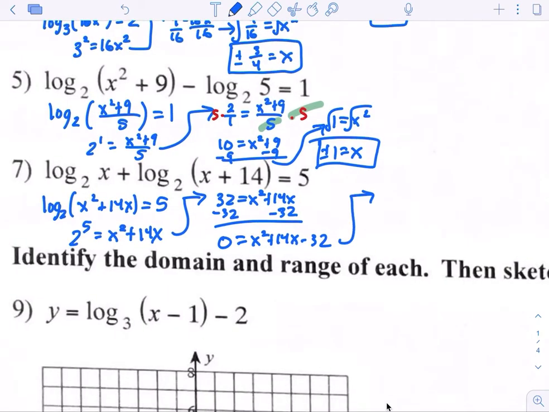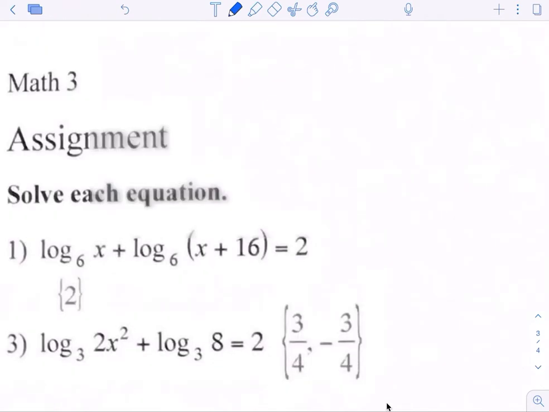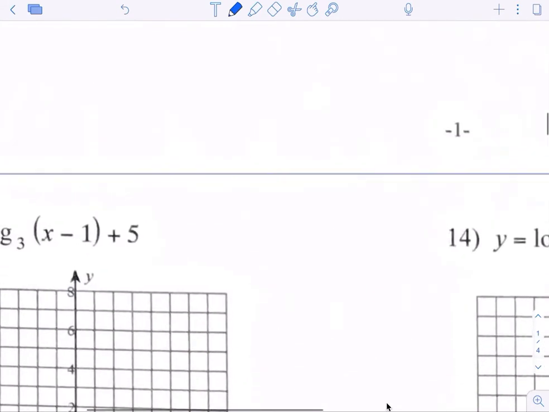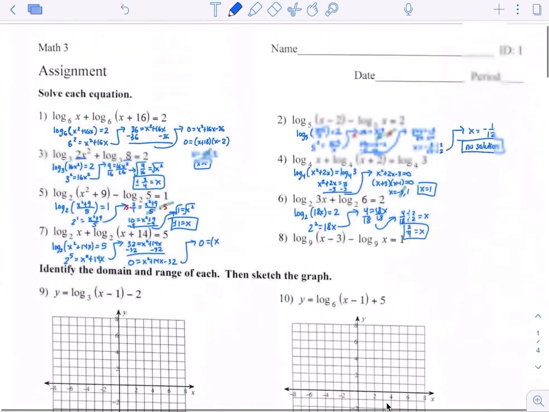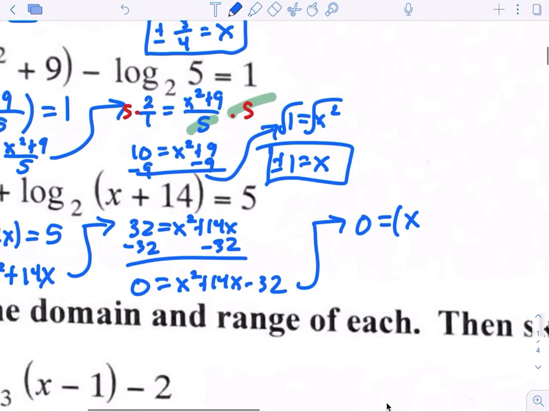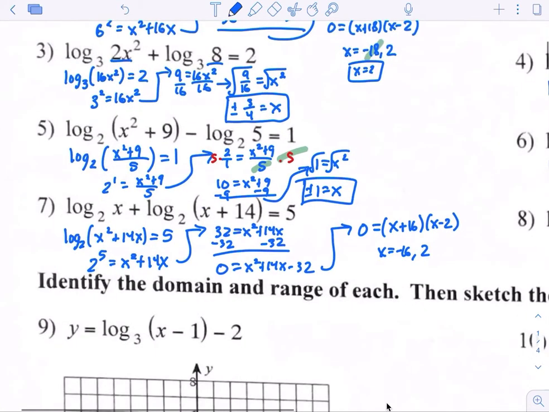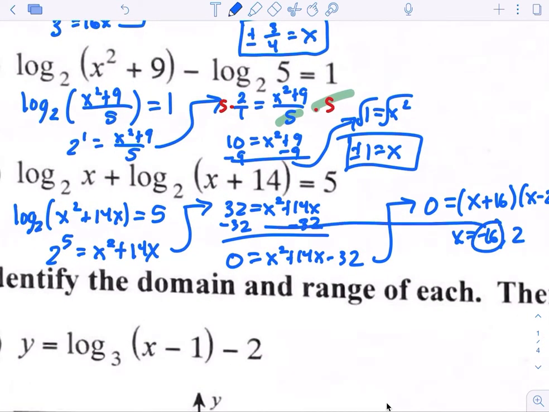Factor that out. So the factors of this, you guys, x is plus 16 and x minus 2. So x is equal to negative 16 and 2. And if you look at your answers, x cannot be negative 16 because if you plug it into there or there, it's going to give you a log of a negative. So no good. There you go.